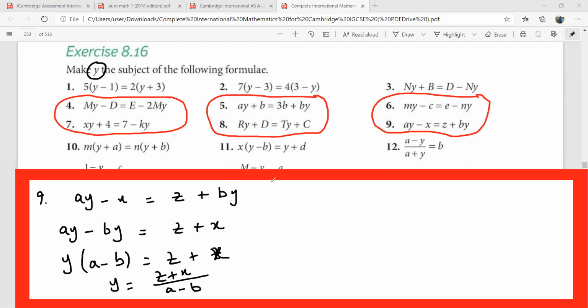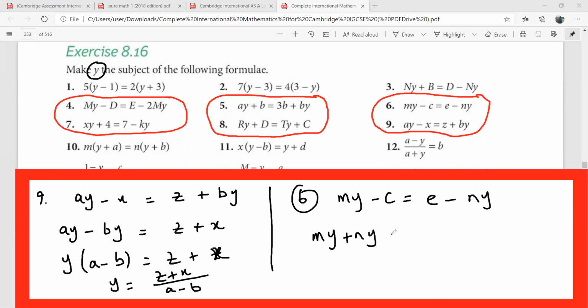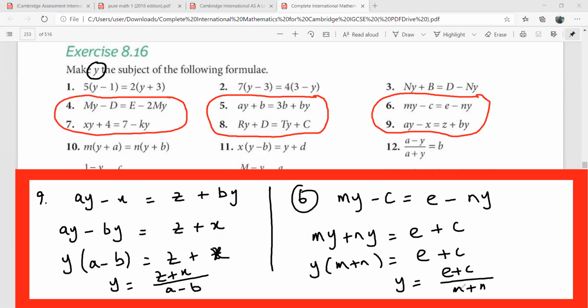Now you see, that is how you will be trying these questions. If you see the sixth question, you have my minus c that is equal to e minus ny. So I'll keep the terms with the y on the left hand side because y is our subject. So this is e plus c. And now, Ayan, I'll take y as common. This is m plus n. This is e plus c. So this y is going to be e plus c over m plus n. This is m plus n.